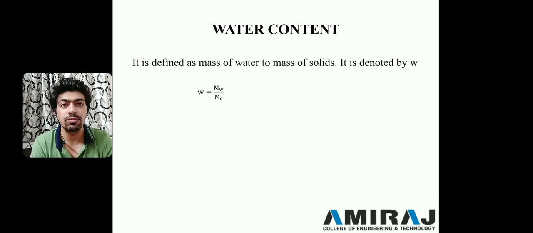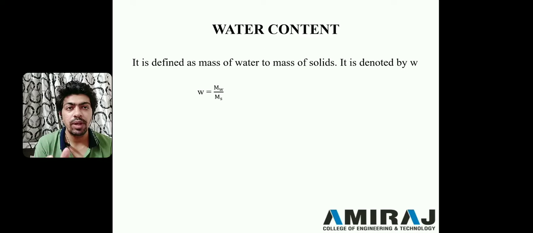Fourth term, that is water content. What do you mean by water content? Water content is the ratio of mass of water to the mass of solids. We need to find what amount of water is present in the soil mass. Sometimes an engineer is asked to find the water content of soil at present. There are different types of water content present in soil at different phases.